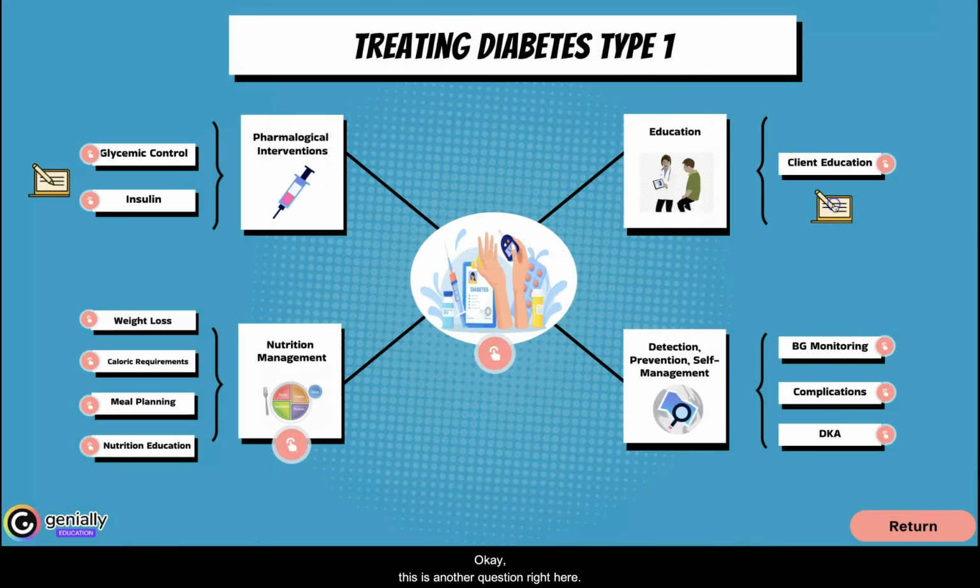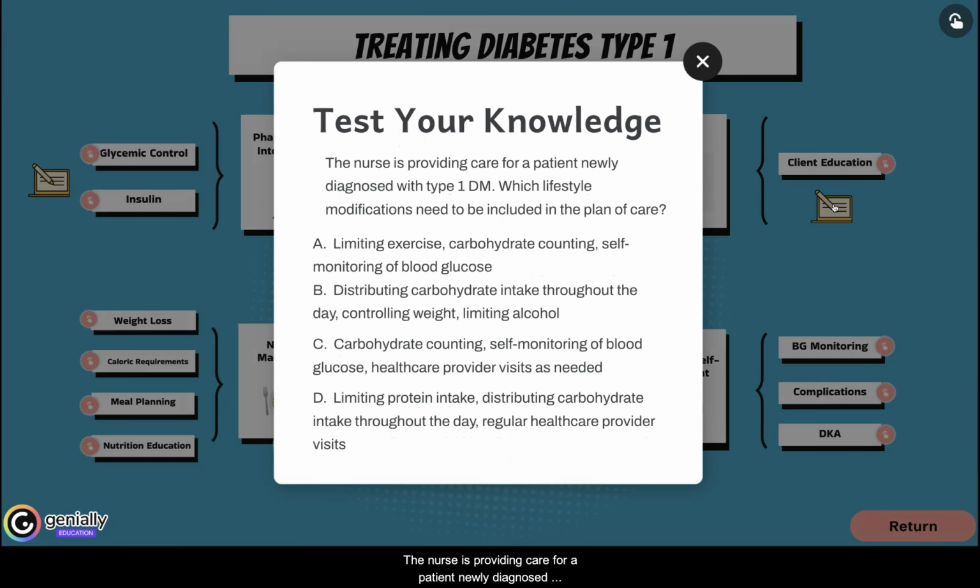Okay, this is another question right here. The nurse is providing care for a patient newly diagnosed with type 1 diabetes. Which lifestyle modification needs to be included in the plan of care? Go ahead and take a picture of this question, or if you're viewing the Genially, please note this and we'll discuss these together in class.